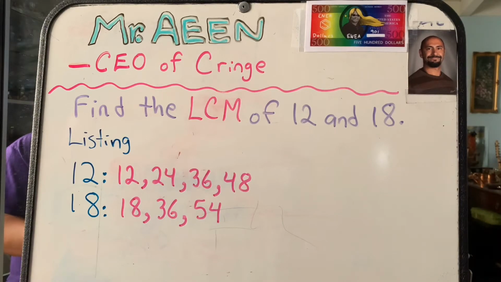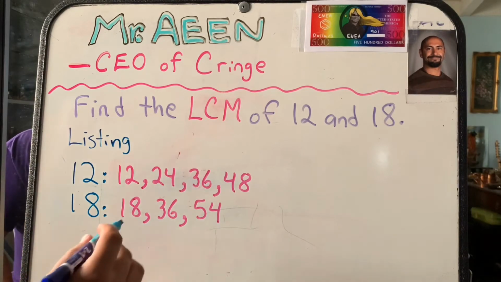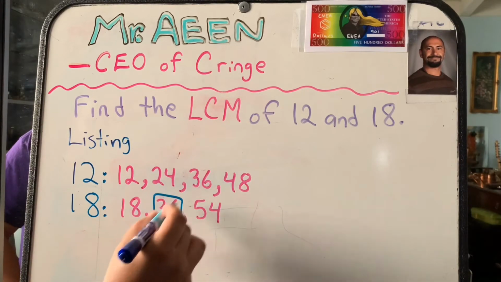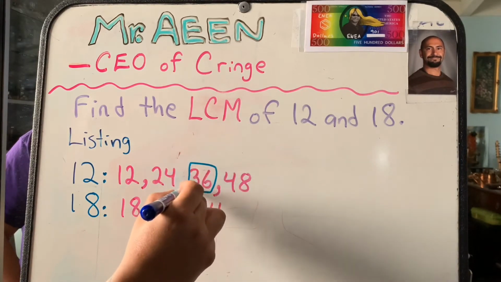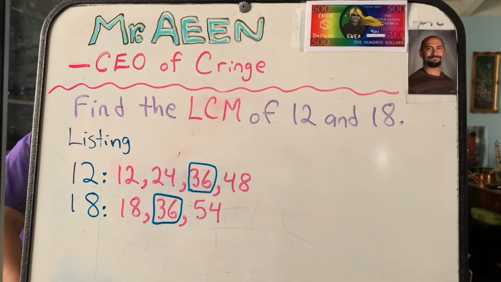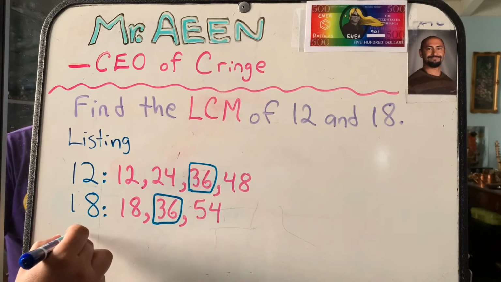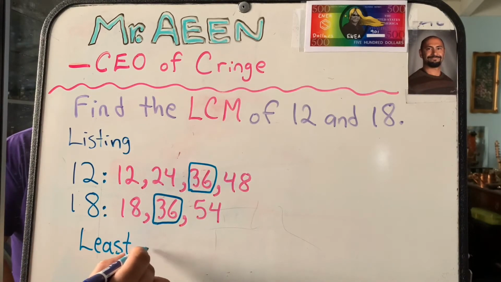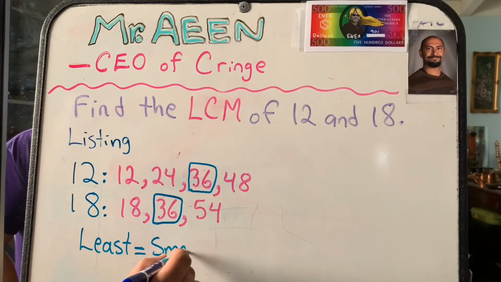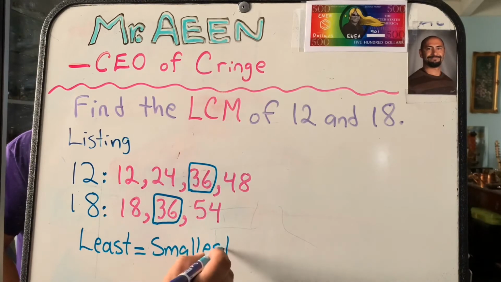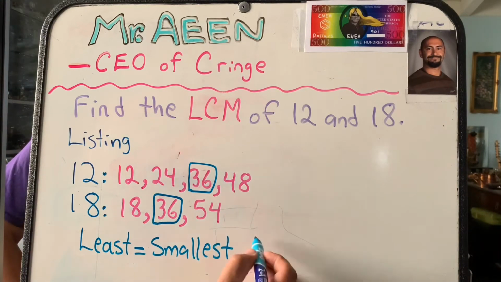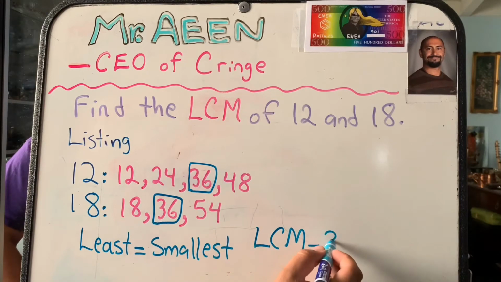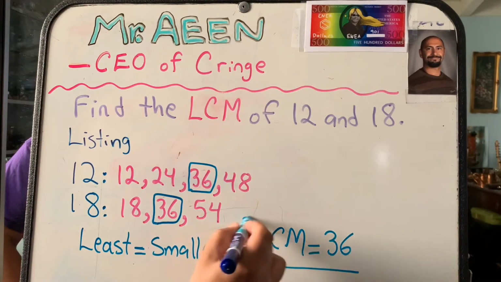And you can kind of stop when you find common multiples, or your first common multiple. So your first common multiple here is 36. There's going to be other common multiples, but once you get the first one, you're actually done. So remember, the word least here means the smallest. So the least common multiple of 12 and 18 would be 36.